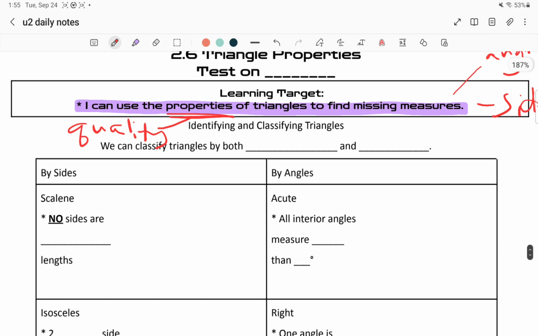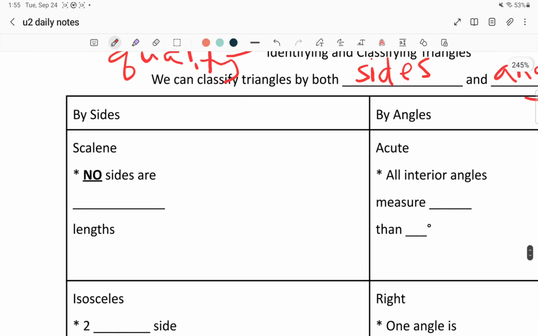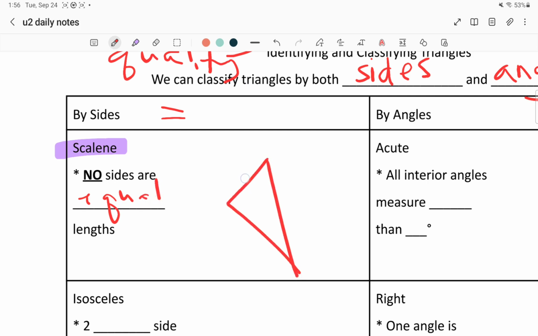Okay? First thing we need to do is we need to be able to classify the triangles. We classify them by both sides and angles. When we're talking about sides, we care about how many are equal. We'll just put equal. Scalene is when no sides are equal. So that means all my sides are different lengths.